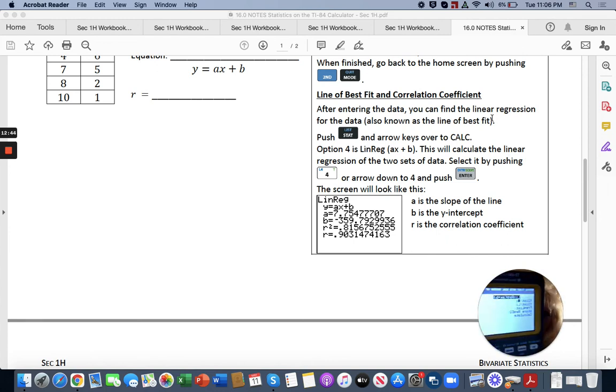So enter at the bottom, and that tells you everything you need to know. So A is negative 0.738. I'd probably round to the nearest thousandth. So negative 0.738. B is 32.381. R squared is something, and then R is negative 0.984. Okay, so that's what you get.